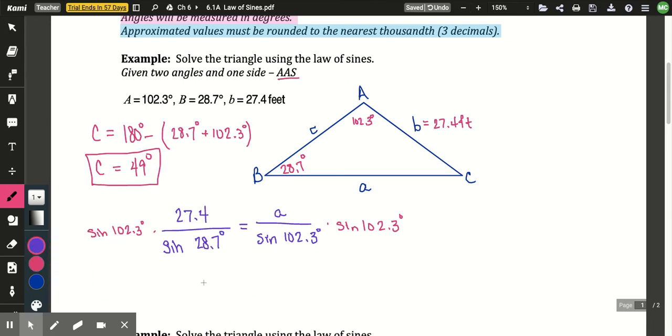All right, so I have to put this in my calculator. I'm going to write down an exact answer real quick, though. So on the right side, the sine of 102.3 being multiplied and divided would cancel out. On the left side, I would just be multiplying that sine of 102.3 times the numerator. So making it as pretty as possible, I would say 27.4 times sine of 102.3.